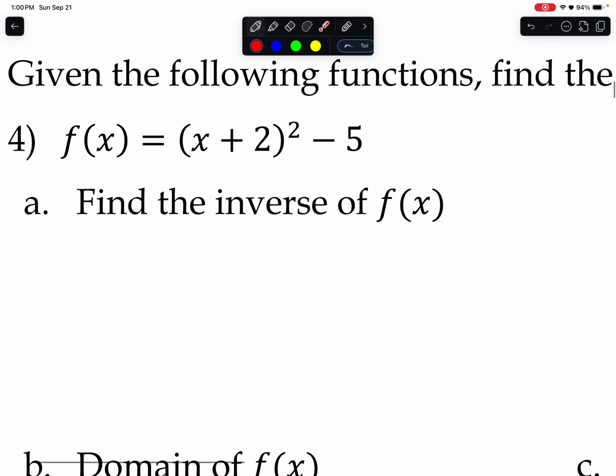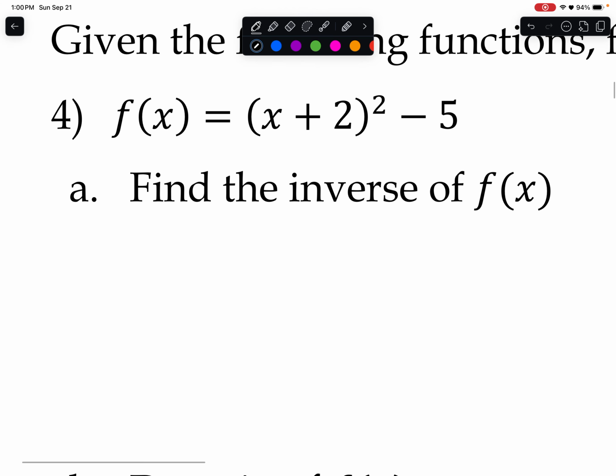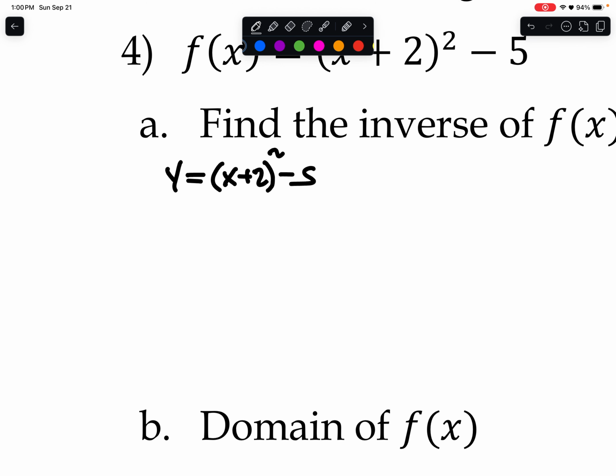So with this one, we're starting with f of x equals (x + 2) squared minus 5. I'm going to change this into y equals (x + 2) squared minus 5. So when I do the inverse, once again, you're going to flip the x and y.